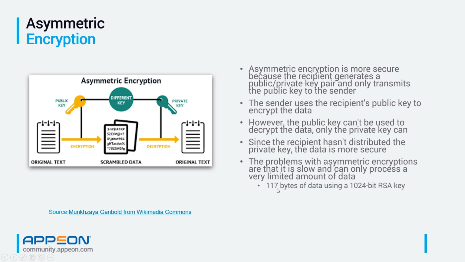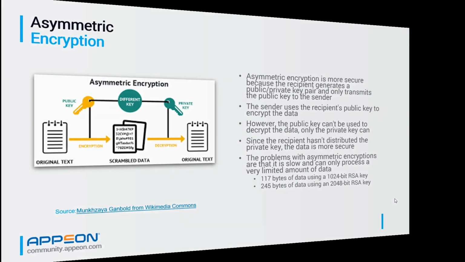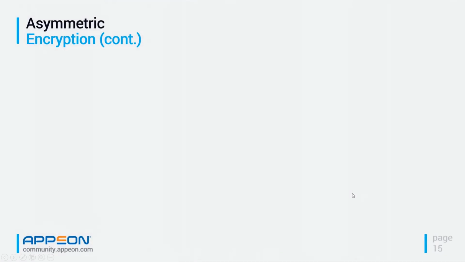117 bytes of data can be asymmetrically encrypted with a 1024-bit RSA key, or 245 bytes of data using a 2048-bit RSA key, and those are typical sizes for the key pair in this range. So you can't really encode much data, and it's also very slow compared to symmetric encryption. So how do people deal with that?